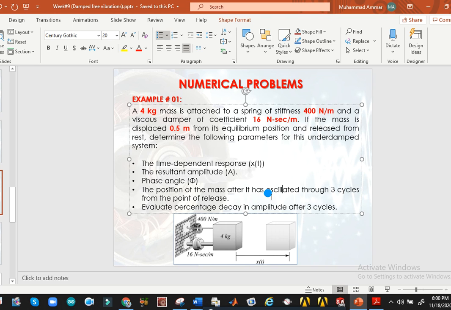We know the value of zeta. From zeta we can find the value of the logarithmic decrement, and we know that the logarithmic decrement is equal to 1 over n, that means 1 over the number of cycles, times the natural log of two successive amplitudes, that means 1 over n times the natural log of x1 over x3. So we know x1, we know the logarithmic decrement, and we can find the value of x3.